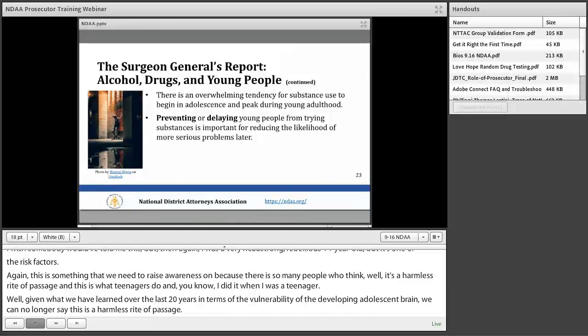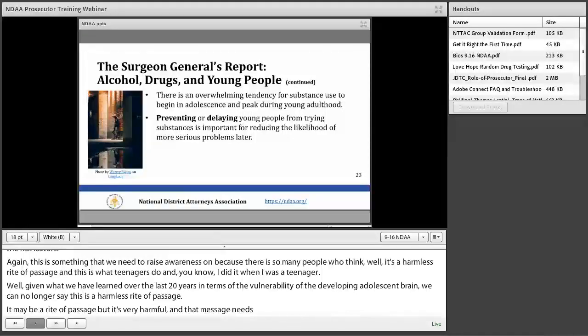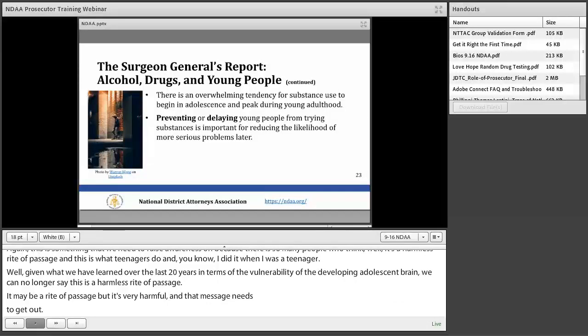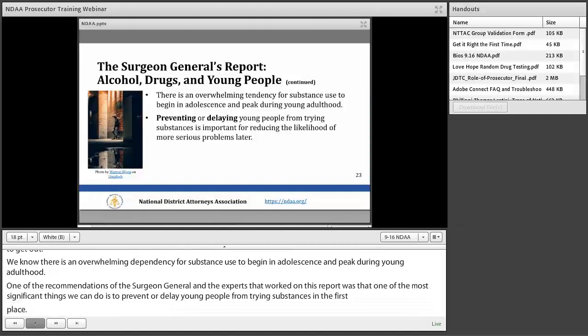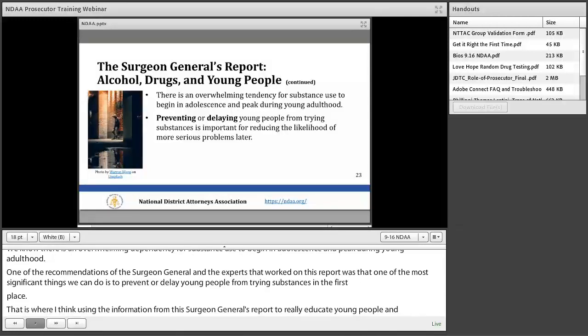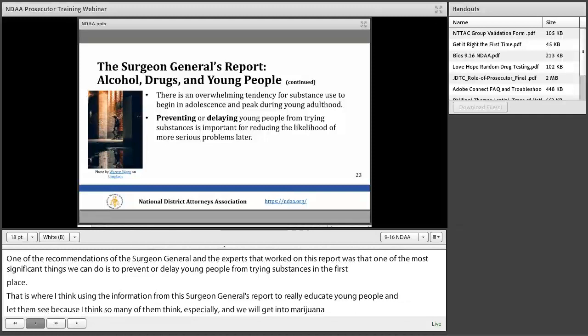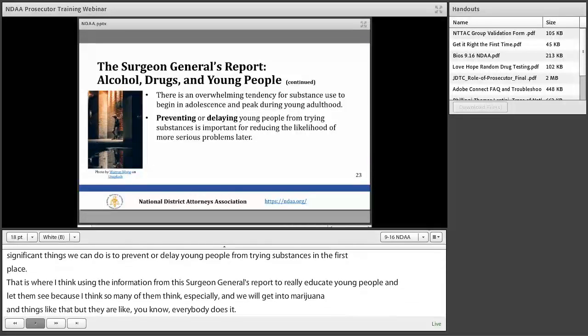We know that there's an overwhelming tendency for substance use to begin in adolescence and peak during young adulthood. And one of the recommendations from the Surgeon General and the experts that worked on this report was that one of the most significant things we can do is to prevent or delay young people from trying substances in the first place. And that's where I think using the information from this report to really educate young people is important, because so many of them think, especially with marijuana, everybody does it, they're legalizing it all over the country, this is fine. And not being aware of the risk has been shown to increase use.